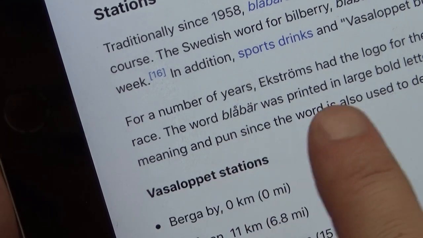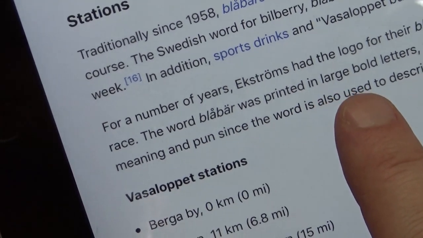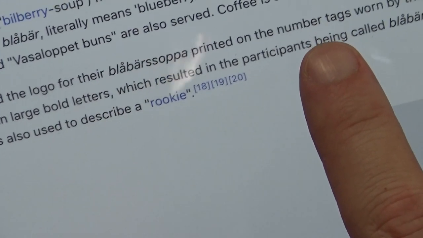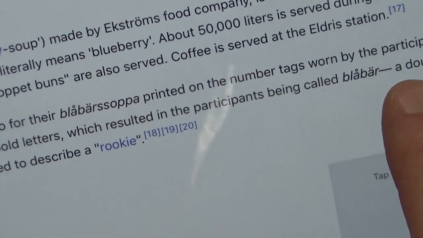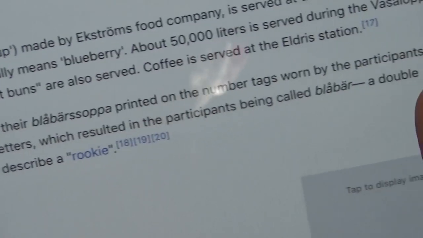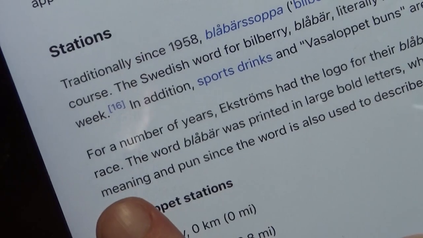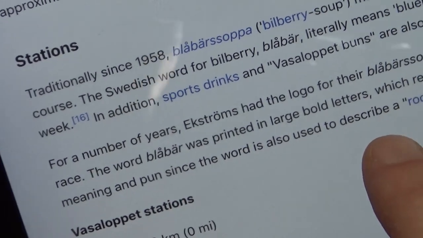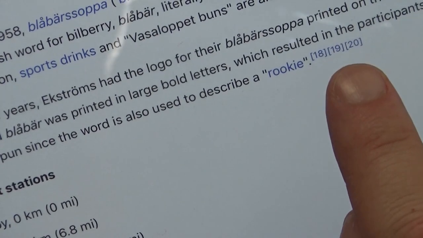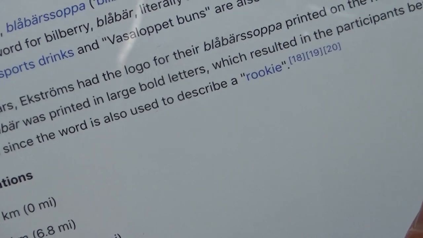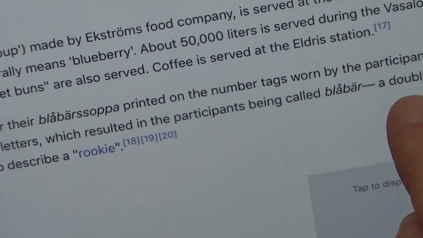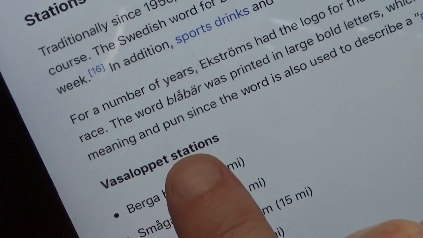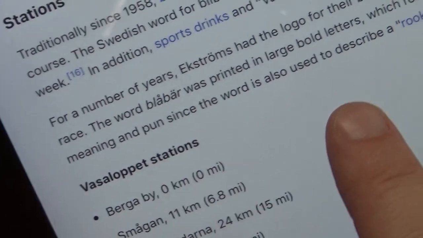For a number of years, Ekströms had the logo for the blåbärssoppa printed on the number tags worn by the participants in the race. The word blåbär was printed in large bold letters, which resulted in the participants being called blåbär. A double meaning and pun, since the word is also used to describe a rookie.